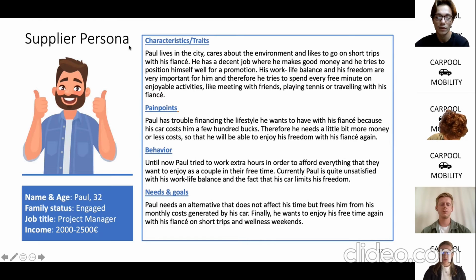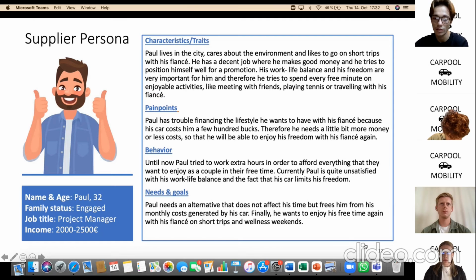Unfortunately, he has trouble financing his lifestyle because his car costs him a lot of money. He will need to make some extra money or have less costs. He took an extra job to afford activities with his friends and his fiancée, but he isn't satisfied with his work-life balance. So Paul would need a solution to generate money without losing his free time.